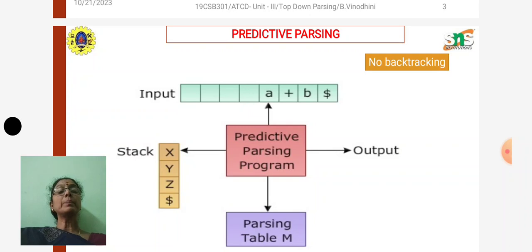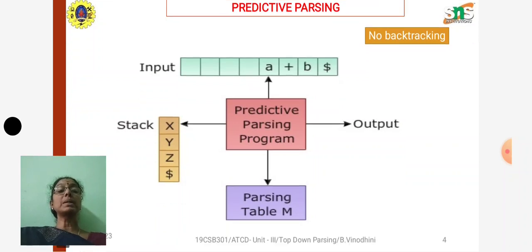Next we have the parsing table. The parsing table is constructed using the first and follow functions of every non-terminal. Based upon the parsing table entries, the input string is processed using the stack data structure, and we check whether the given input string is accepted or not. So this is the architecture of the predictive parsing.